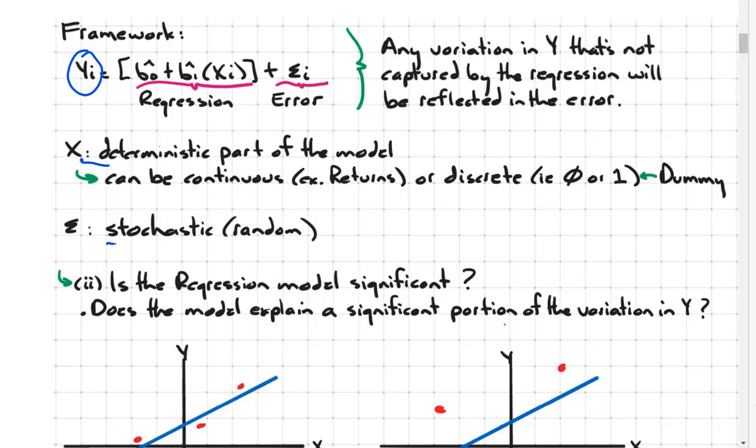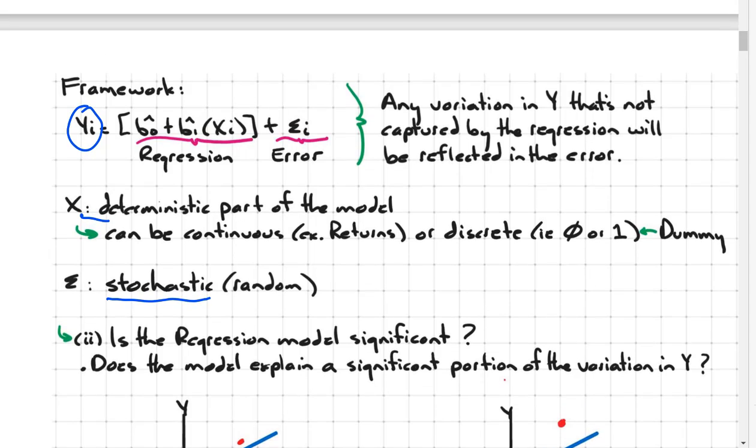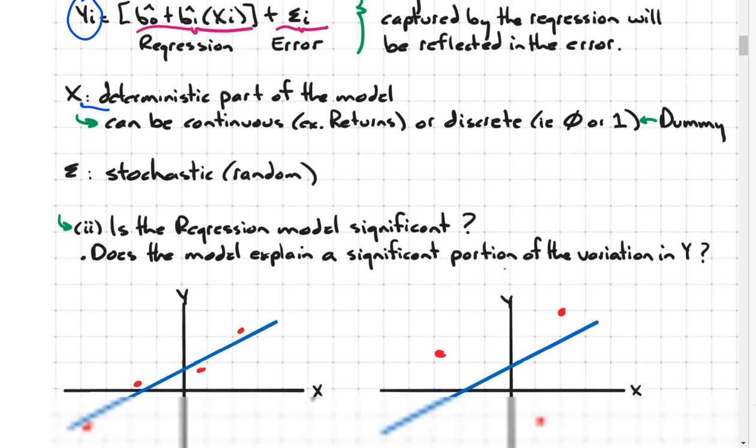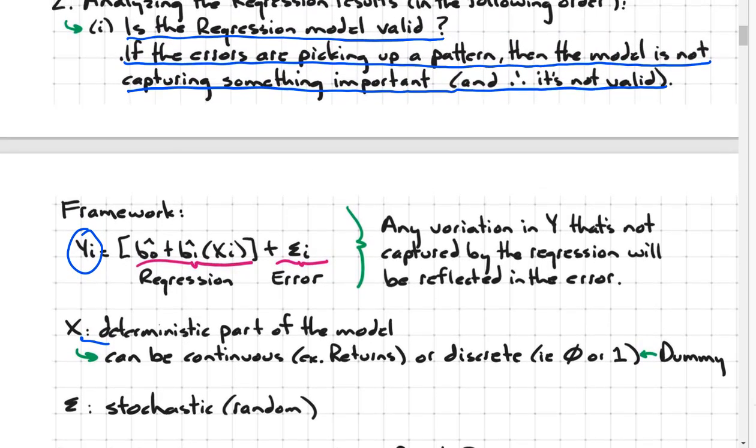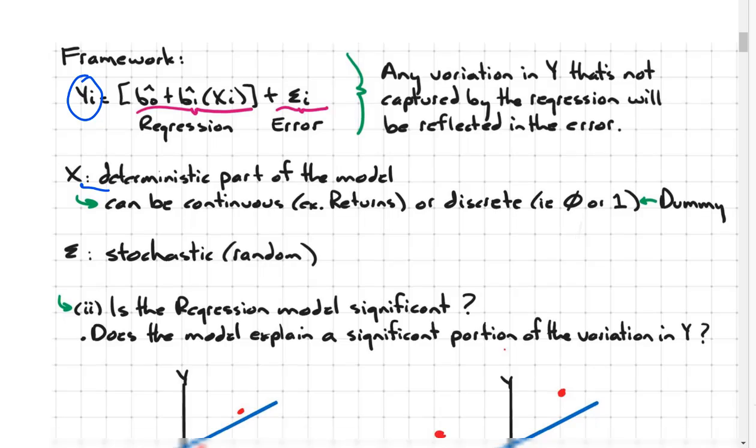So you can see how those values are continuous. And the error is referred to as the stochastic or random component. And that's exactly what the errors are supposed to do, ladies and gentlemen. They're supposed to be random. They're not supposed to exhibit a pattern, because the pattern is supposed to be captured by the regression. That's the whole point.